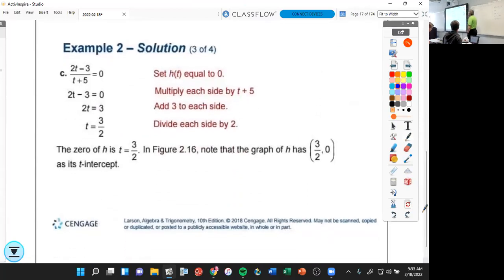Part C. I'm going to point out the way they talked about doing it. When you set it equal to 0, you have a fraction on one side, right? What happens if I multiply both sides by t plus 5? The t plus 5 on the left side cancels. And on the other side, I have t plus 5 times 0. So they just did that, and that's basically what I did. I just kind of talked about the fact that t plus 5 can't be 0. And notice they didn't call it the x-intercepts, did they? There's no x in the problem. It's a t-intercept.